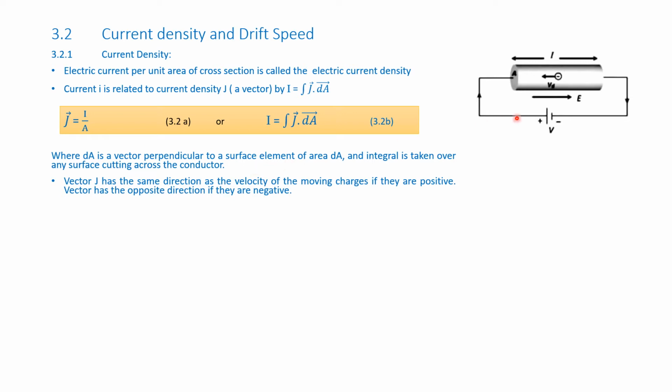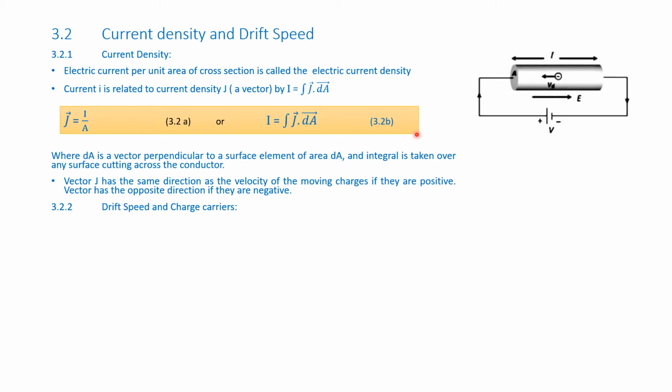So, if positive charges are moving from left to right, then J also has the same direction as the velocity of the moving charges. Vector J has the opposite direction if they are negative. If negative charges are moving from right to left, then the direction of J is from left to right.